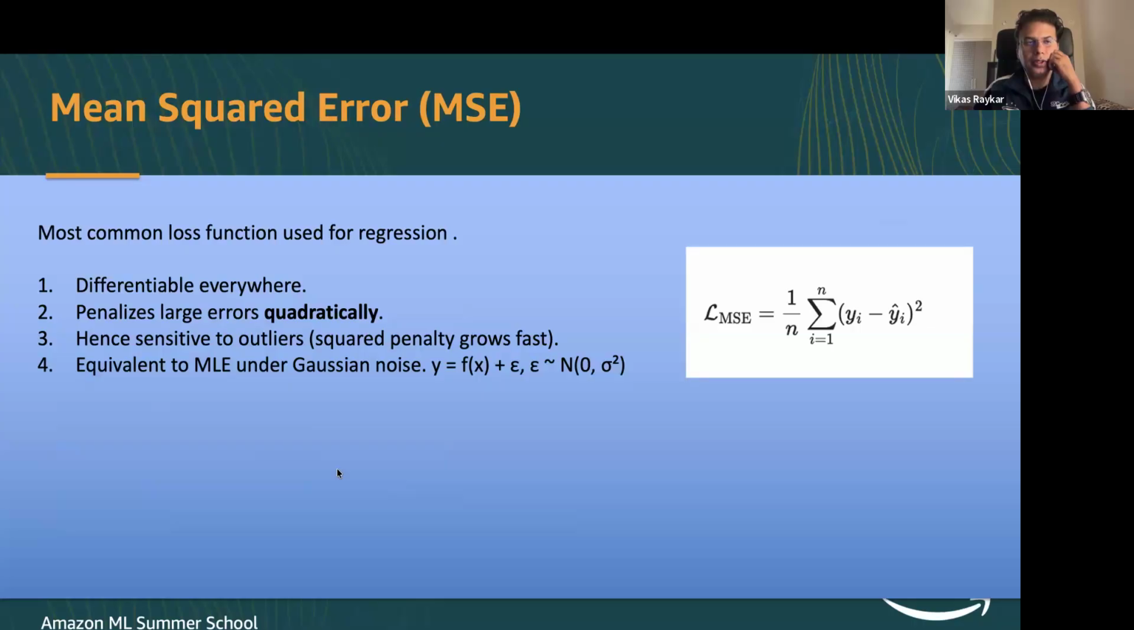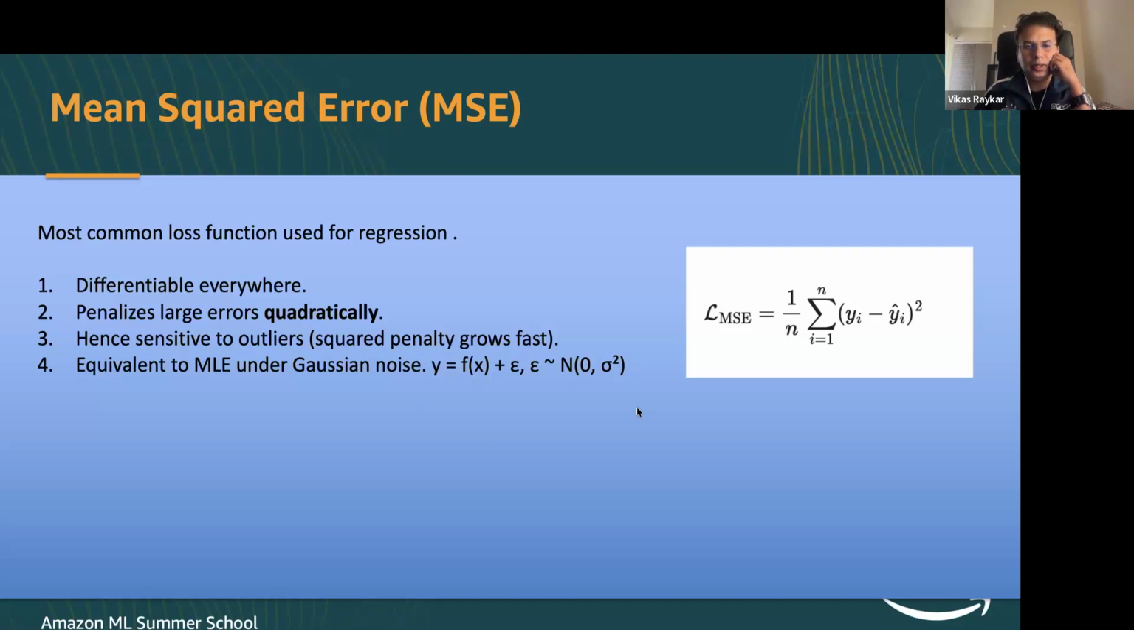The first one being the standard one, which is the mean squared error. The mean squared error is defined as follows: yi is your actual target, yi hat is your prediction. You take the square, sum over all the instances, and average it. MSE is differentiable everywhere. It also penalizes large errors quadratically because of the square term. And hence it has one drawback, which is that it's sensitive to outliers. If you have a very large outlier in your data, because of this penalty, the error due to the outlier dominates this loss function.